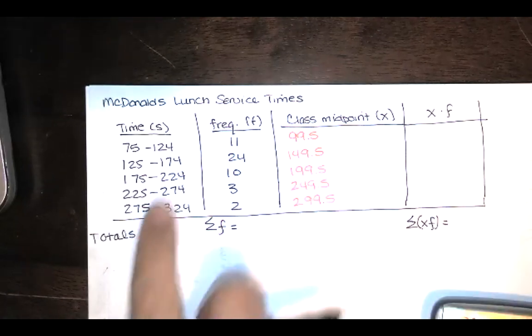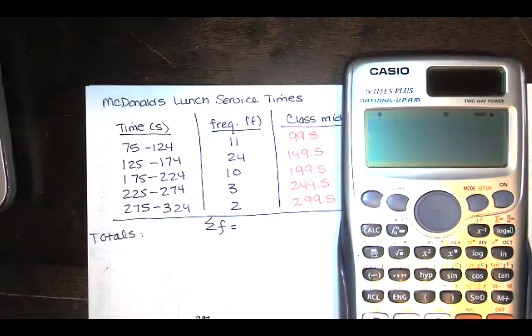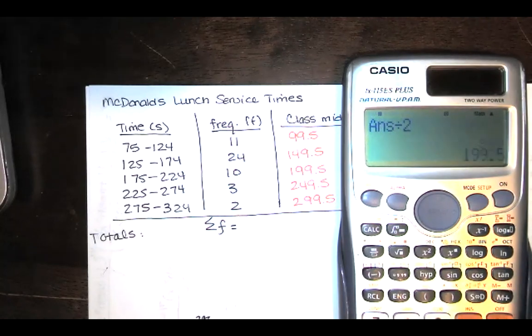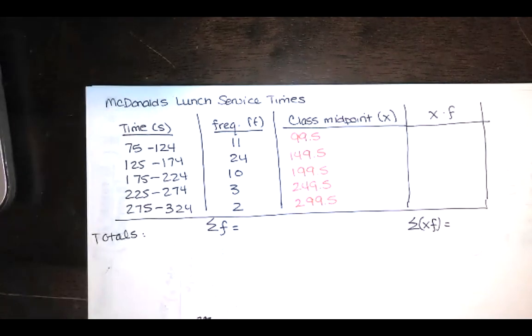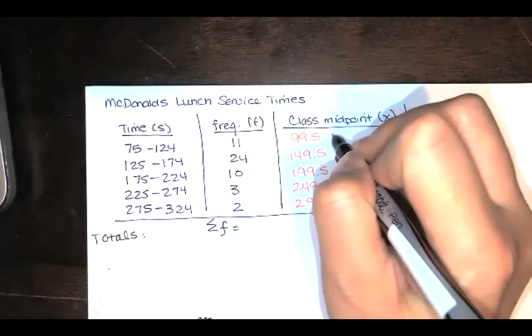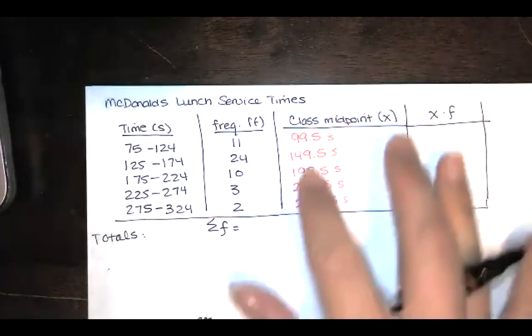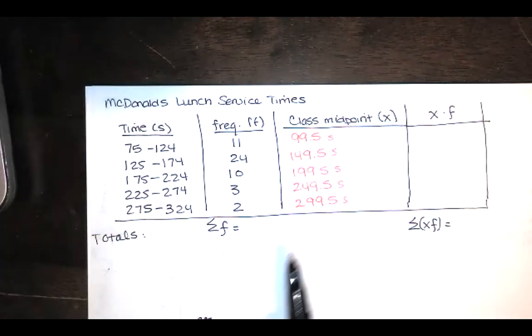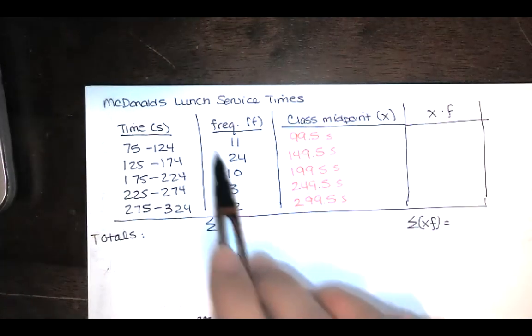Now, if you're not sure, you can always just add these together and divide by 2. We should get exactly the same answer. So let's try it for this 175 to 224 class. So you have 175 plus 224 divided by 2. And do I get 199.5? I sure do. Okay, so this is the approximate wait time in seconds, or lunch service time in seconds at McDonald's, that is associated with that class.